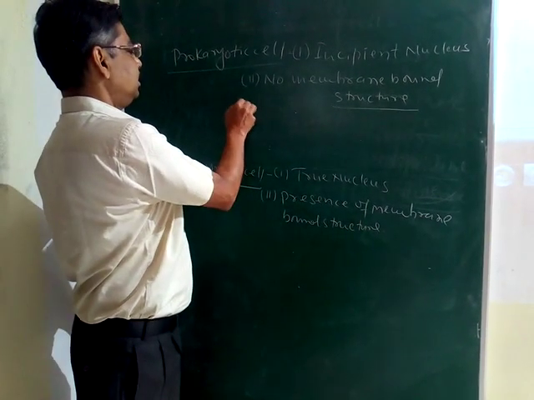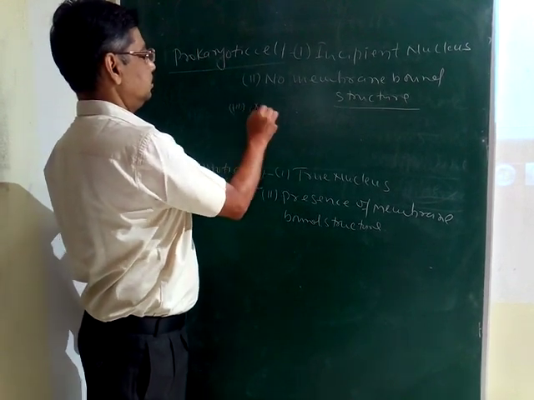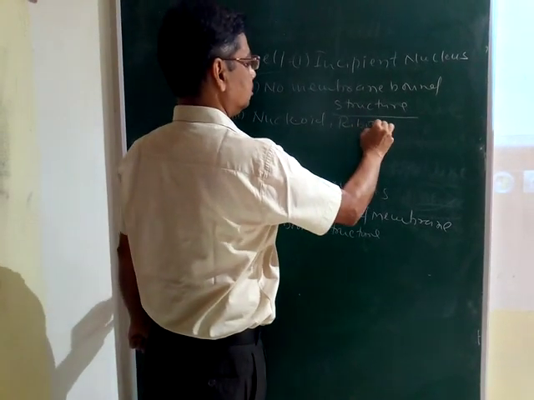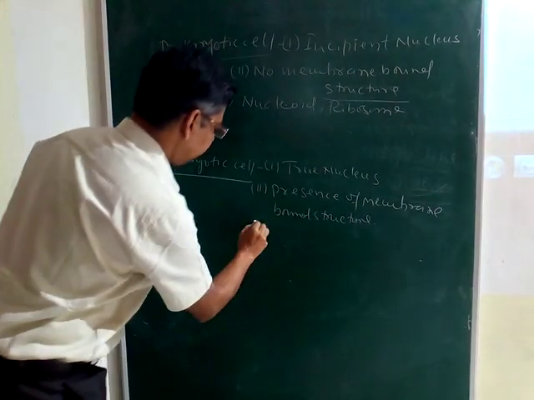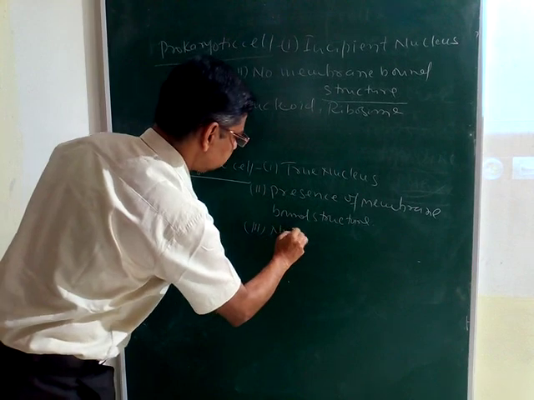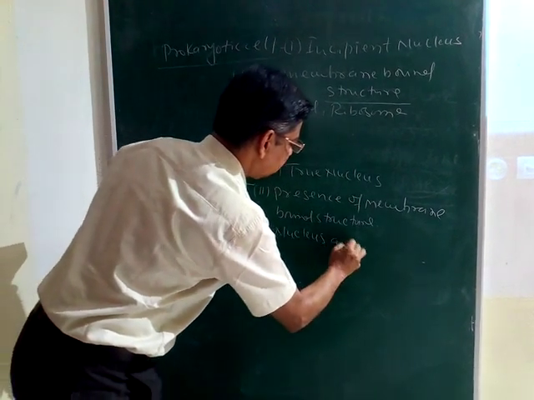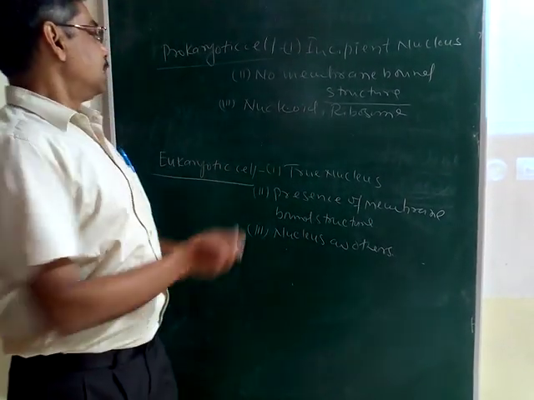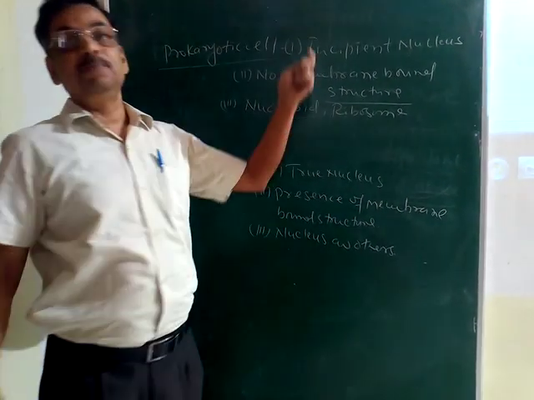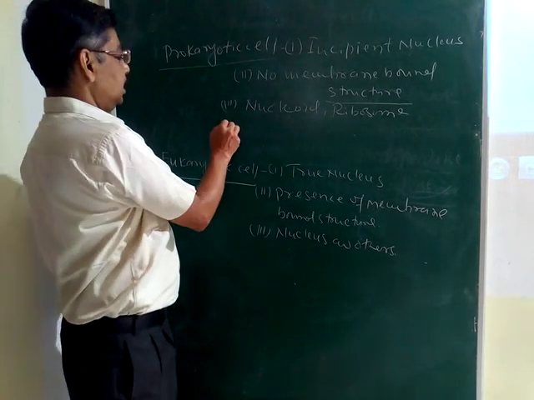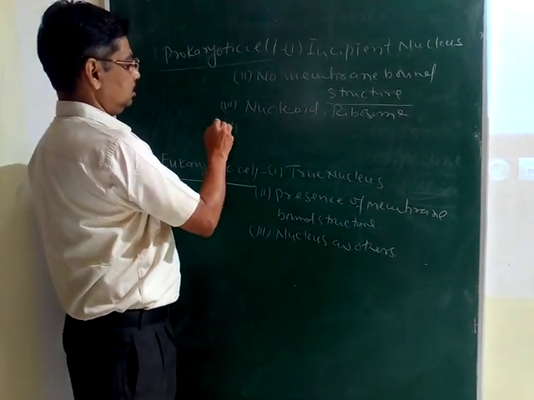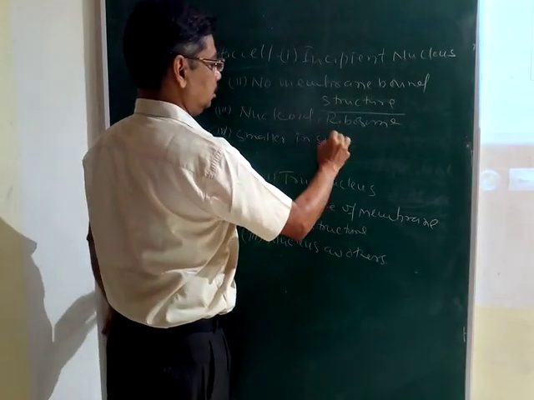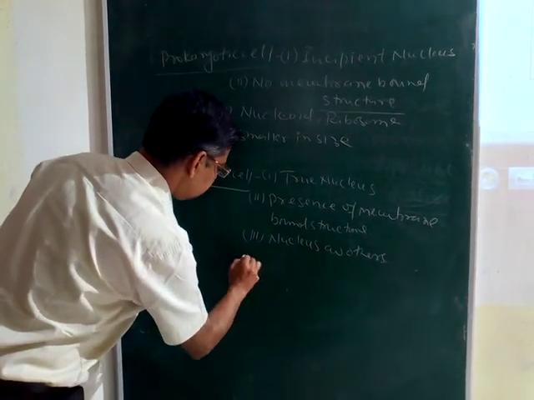Here we find the nucleoid and ribosomes. Here we find the nucleus and other cell organelles. Other differences you can clearly find from the diagram. This is smaller in size. This is larger.